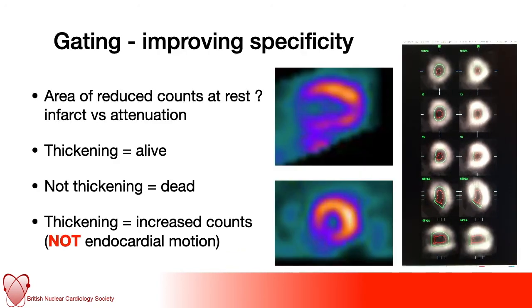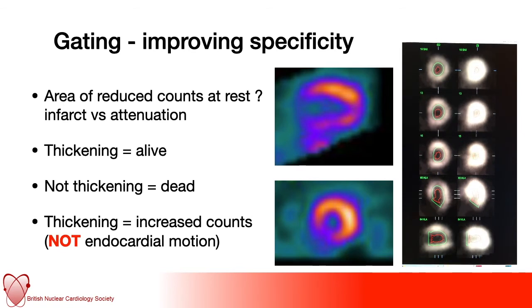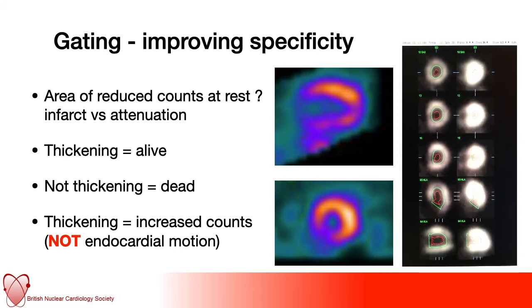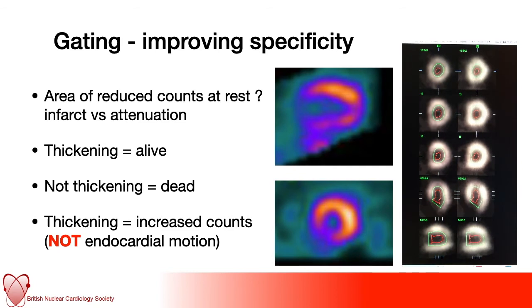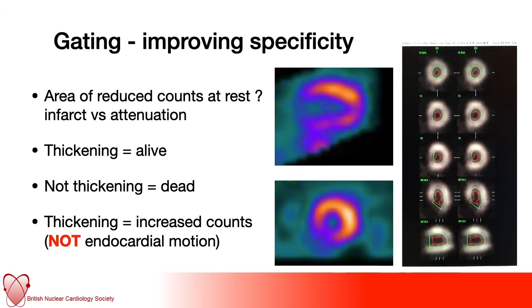This is what we were talking about, gating the scan, giving us an idea of regional wall function, or thickening if you like. As I say, just to remind you, this is not really endocardial motion as we see on echo. This is really reflecting increased counts in systole. And hopefully in the middle slide there you can see there is reduced counts in the inferior wall in the vertical long axis, in the top image, which is reflected there on the short axis image as well. But if you look on the right hand side, you can clearly see that that wall is moving very nicely.